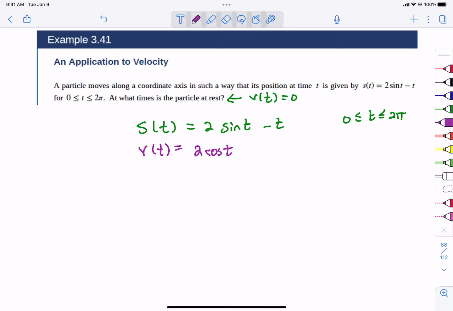Remember, you don't have to do the product rule for a constant stuck on something. The constant just multiplies by your final answer. So since the derivative of a sine is a cosine, it's just 2 cosine. And then the derivative of t is 1.